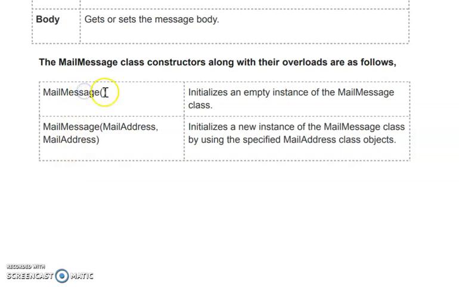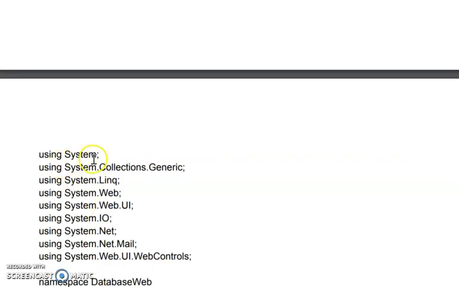Now here one constructor is blank, not having anything, the default constructor, and in the second one we can pass parameters. The first is the sender address and the second parameter is the receiver address. Now we will see the program. You can see over here using System.Net.Mail. This has to be imported to run this program.